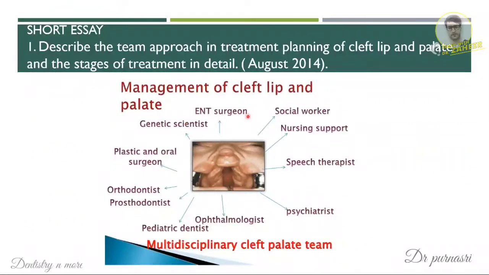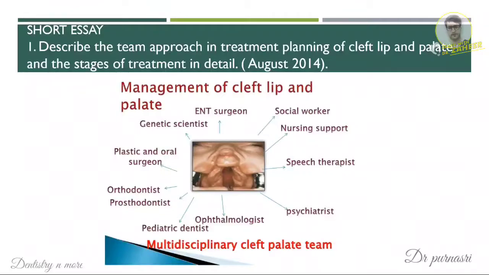That includes an ENT surgeon, social worker, nursing support, speech therapist, psychiatrist, ophthalmologist, pediatric dentist, orthodontist, prosthodontist, plastic and oral surgeon, and a genetic scientist. So all these different disciplines together help to treat a cleft lip patient, cleft lip and palate patient. That includes the team approach.